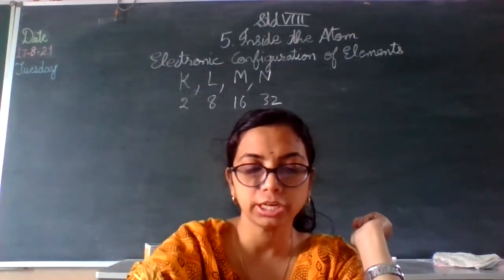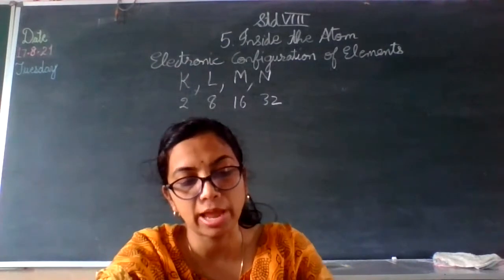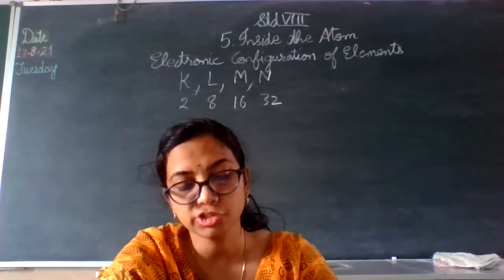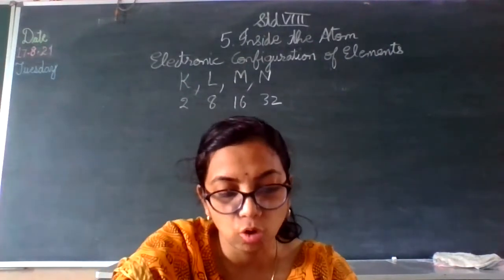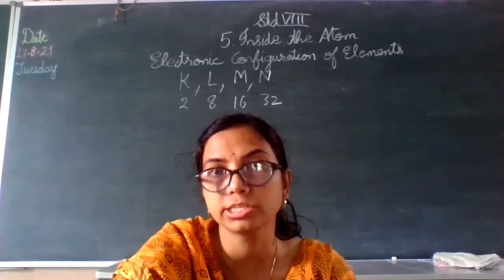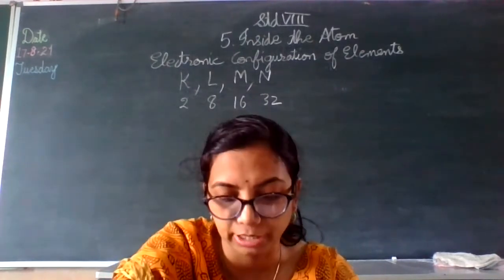The electrons in an atom are distributed in the shells according to their maximum capacity. The shell-wise distribution of electrons in an atom of an element is called the electronic configuration of that element.